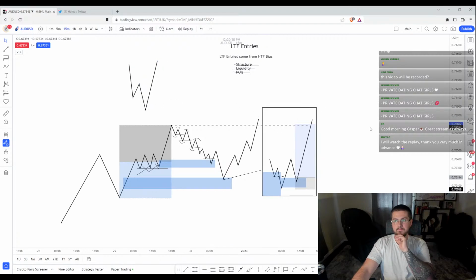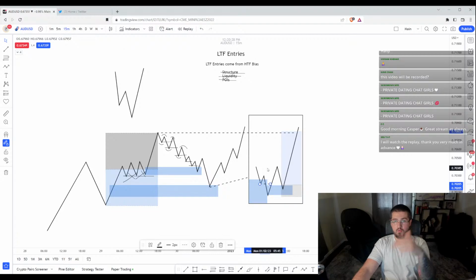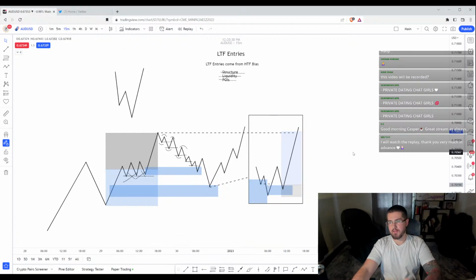And I think that that's super important. That last little bit, I can't stress that enough, is just wait for a tap, a sweep, and then a shift. You don't want to just trade the first tap.